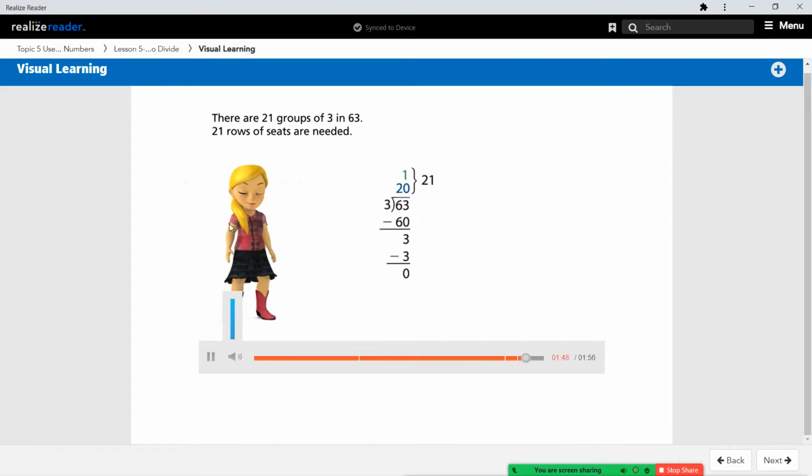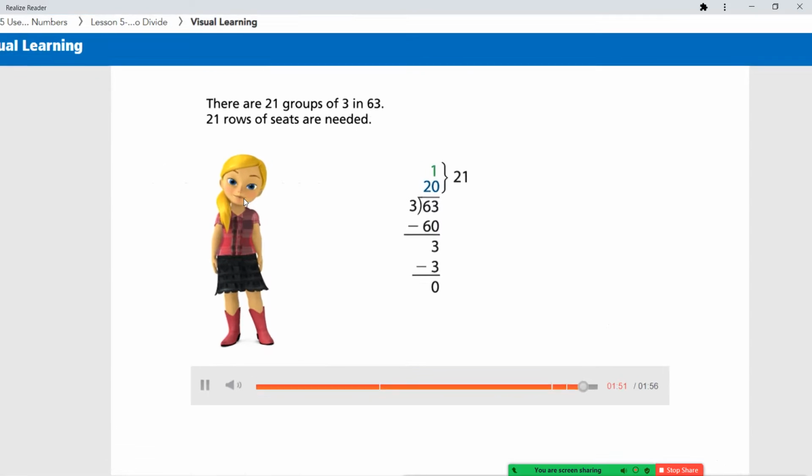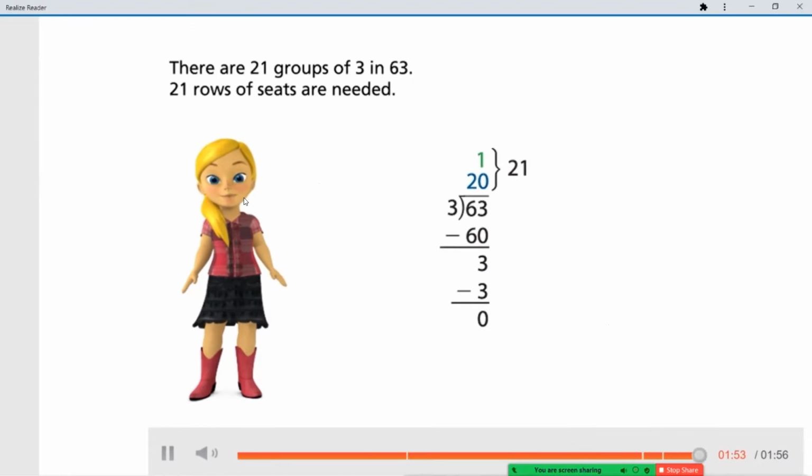There are 21 groups of 3 in 63. 21 rows of seats are needed.